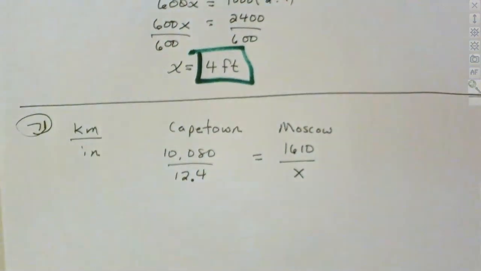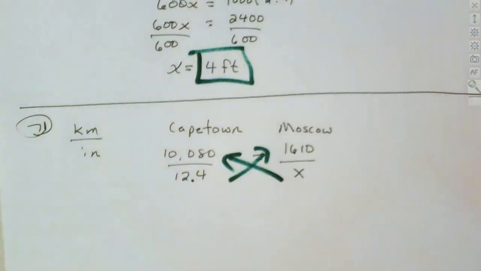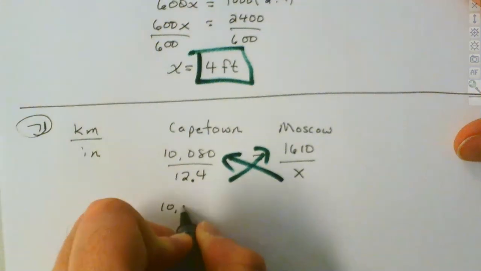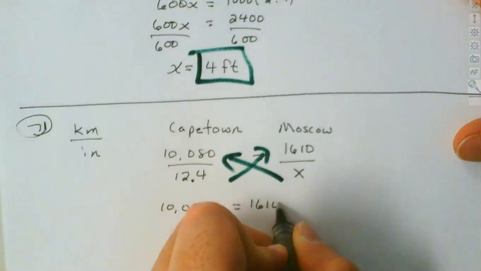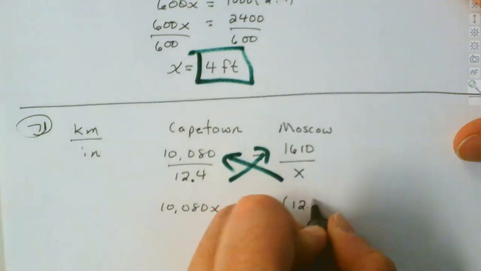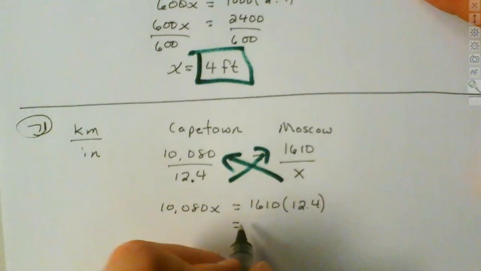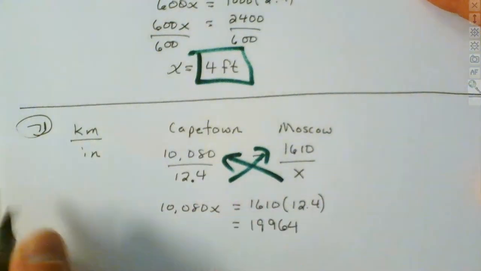Now we've got the ratio. We can simply cross multiply. And that gives me now 10,080x, and that equals 1610 times 12.4. 1610 times that 12.4, that comes out to be 19,964.